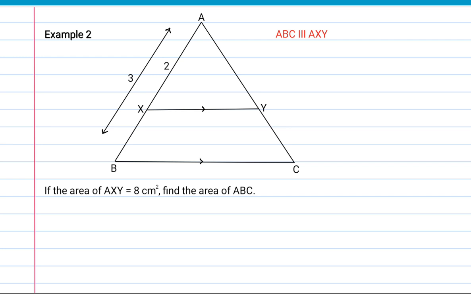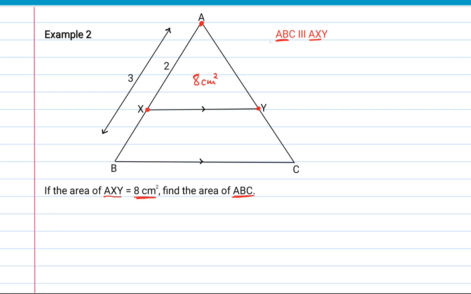Having done the first example, now let's look at the second example for this type of question. Now we are asked to find the area, given that the area of AXY is equal to 8 square centimeters. We are asked to find the area of ABC. Here what we need to identify is the area, which is 8 square centimeters. That's AXY, for the smaller triangle. Having done that, the next thing is we want to see the corresponding sides. So we'll go where we have our values here so that we can see the sides that correspond. I've been given AX, and my AX here will correspond with AB.